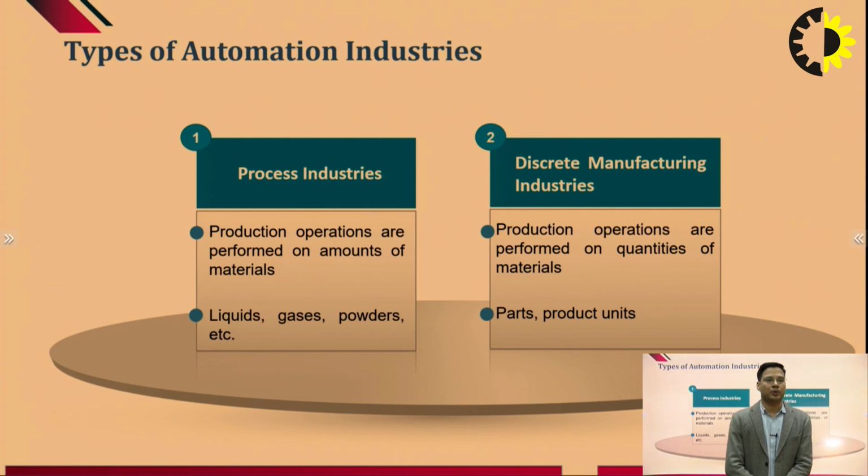Whereas in process industries, we are controlling the volumes or the operations depending upon the amount of a material, like liters. These can be liquids, gases, or powder. This is all known as process industries. This is mainly the beverage industries or the food industries where we are using automation.